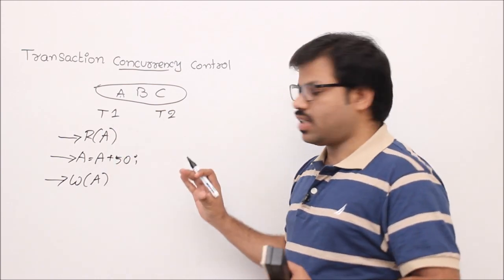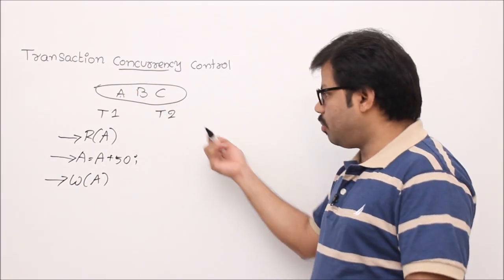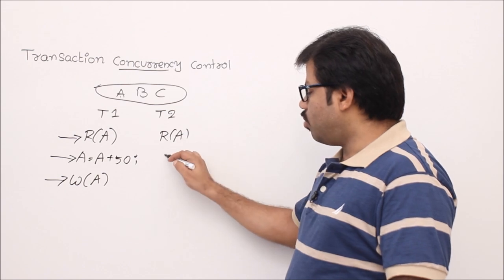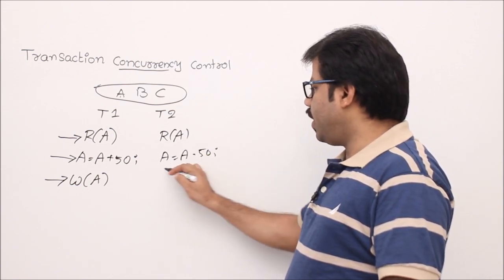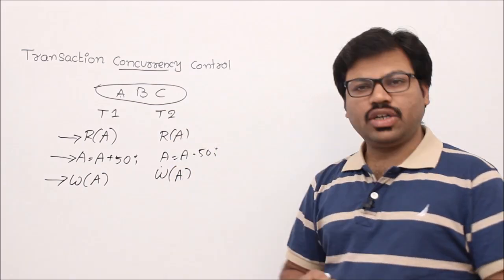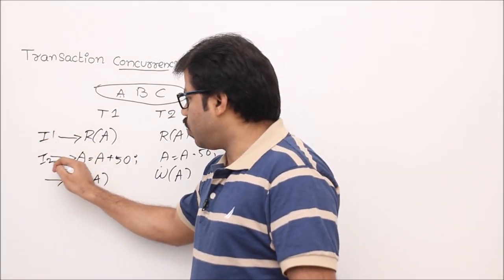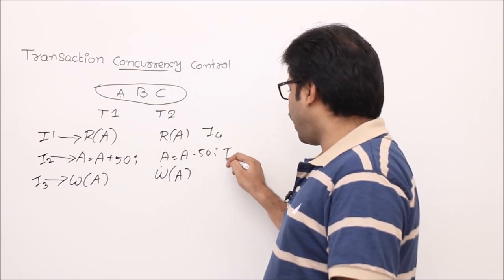Now you know what a transaction is. Now I will teach you what concurrency is. When you have multiple transactions like this, maybe read of a, then a = a - 50, and b, write of a, another typical transaction T2. Let's denote the first instructions by I1, I2, I3, and here let me denote these instructions by I4, I5, I6.